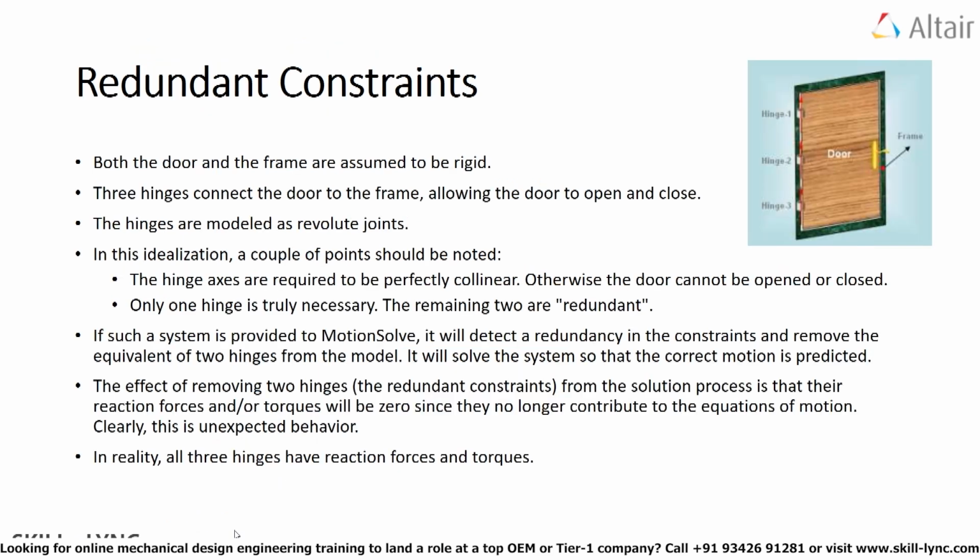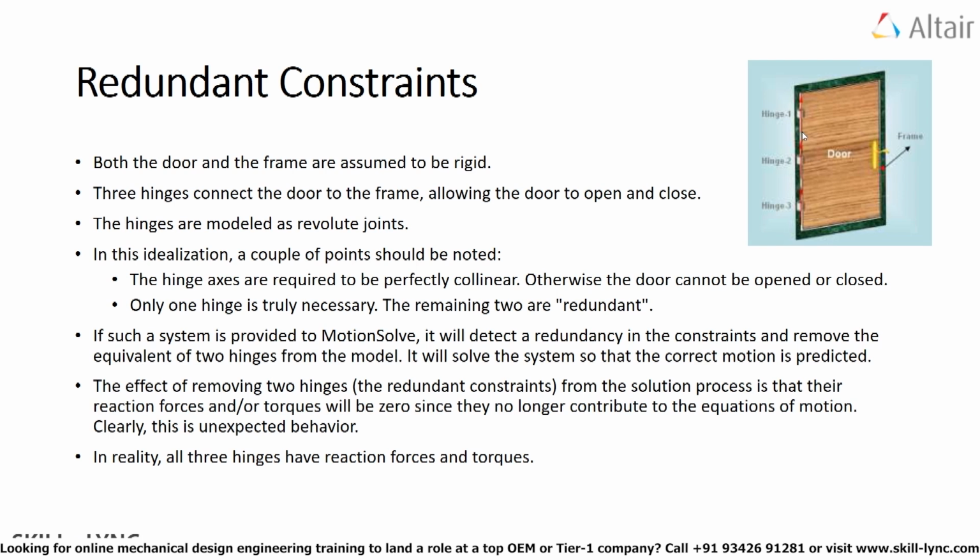In this example, a couple of points are worth noting. They are: the hinge axes are required to be perfectly collinear. Otherwise, the door cannot be opened and closed. Only one hinge out of these 3 is actually necessary to perform this simulation in multibody dynamics, and the remaining 2 are redundant in nature. If such a system is introduced to MotionSolve, the solver will detect a redundancy in constraints and remove the equivalent of 2 hinges, or in this case the 2 revolute joints, from the model.